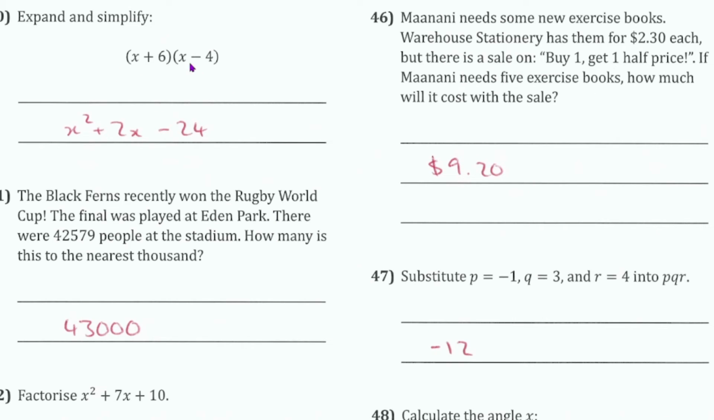Expanding and simplifying, same FOIL system here. Here the trick is we've got a negative here, so we're going to have first x times x is x squared. Outside, x times minus 4 is minus 4x, plus 6 times x is 6x, so positive 6x minus 4x is positive 2x, and then 6 times the negative 4 is negative 24. So x squared plus 2x minus 24.